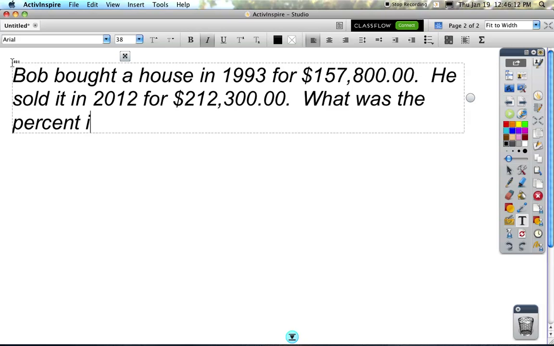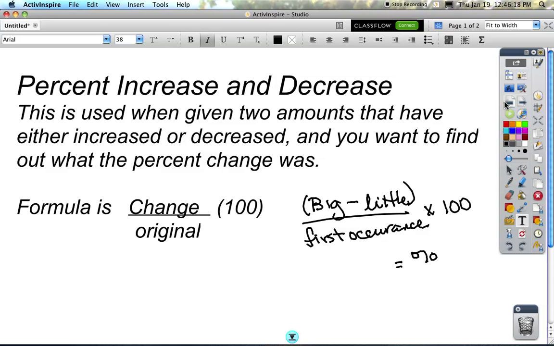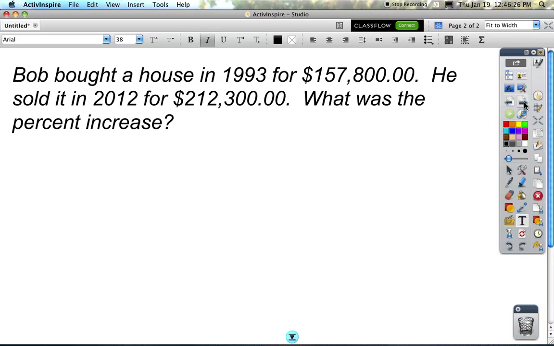Okay. Does everybody have that who needs it? Okay. Now let's look at an example. Bob bought a house in 1993 for $157,800. He sold it in 2012 for $213,300. What was the percent increase? Okay. So we're going to say the big minus the little. Now, are we talking about the years here? No. We're talking about the cost of the house.